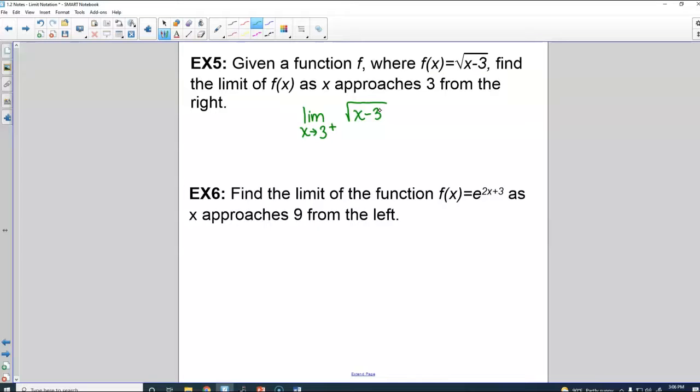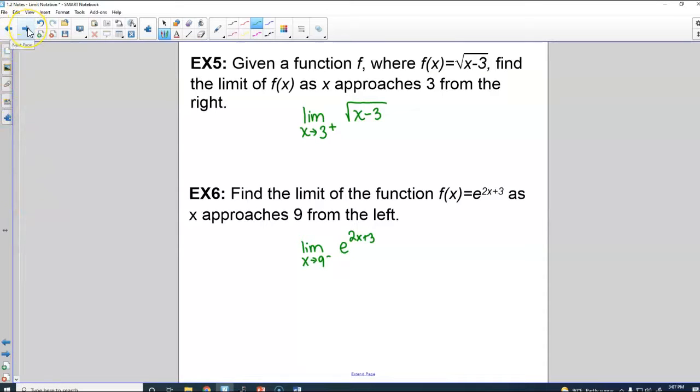So if we want to do 6, we've got the function as x approaches 9 from the left, so limit x approaches 9, so x arrow 9. What do I need to put behind it? A little negative there. And then you could put e to the 2x plus 3. Or you could put f of x because it's equal to that, so you could put f of x if you wanted.